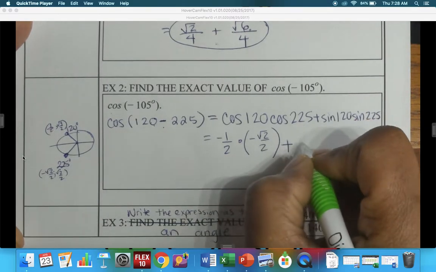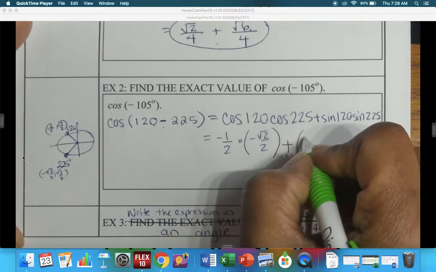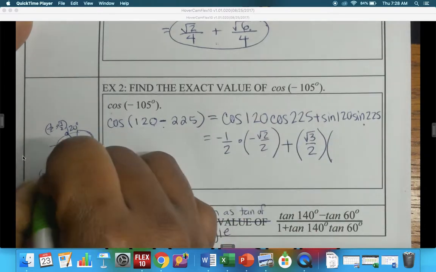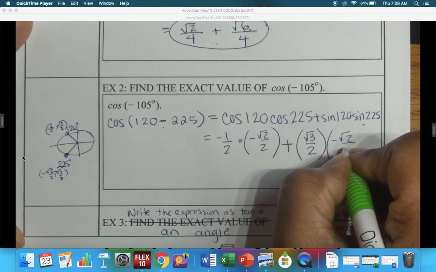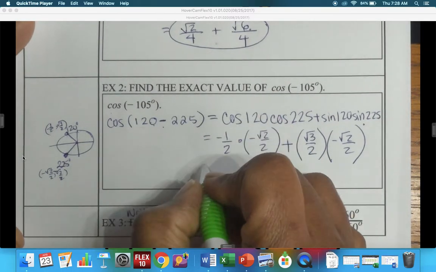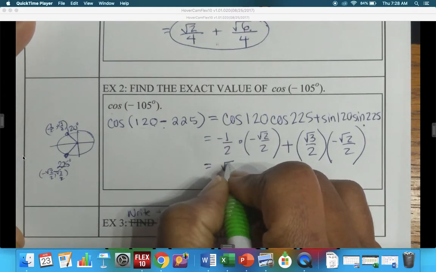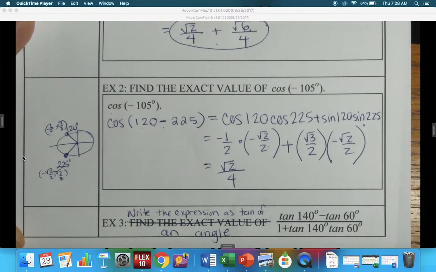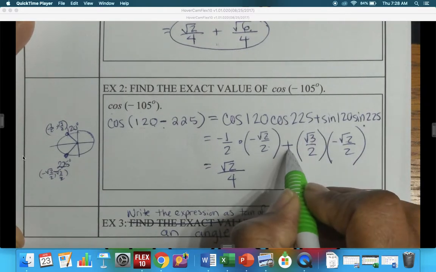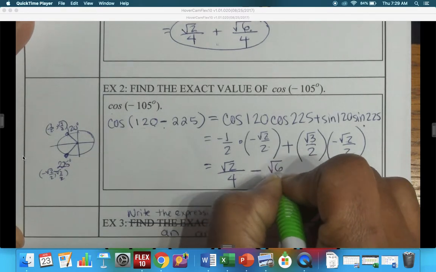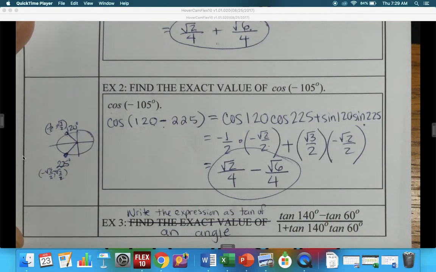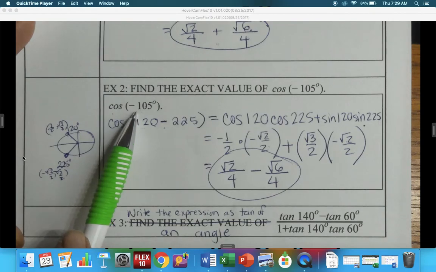And then plus sine of 120 is √3/2 times sine of 225, which is negative √2/2. Okay, so then again, order of operations, I'm going to do my multiplication first. So I get negative 1 times negative √2 is positive √2 over 2 times 2. And then positive √3 times negative √2 is negative √6. So instead of plus negative, I'm just going to put minus √6 over 2 times 2, which is 4. And that's my exact value of the cosine of negative 105.